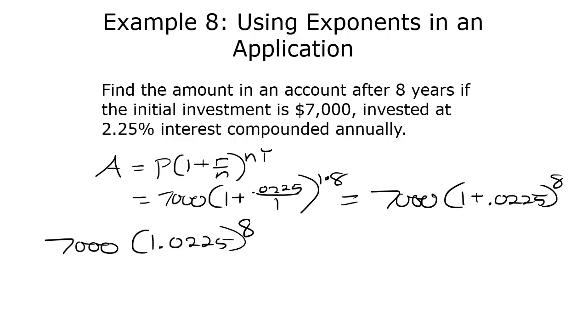1.0225 to the 8th. And then, of course, you would slap that in your calculator, right? Do 1.0225 to the 8th, get that number, multiply it by 7,000, and there you go. There's your answer. All right, so that's all I have for you in this lesson.